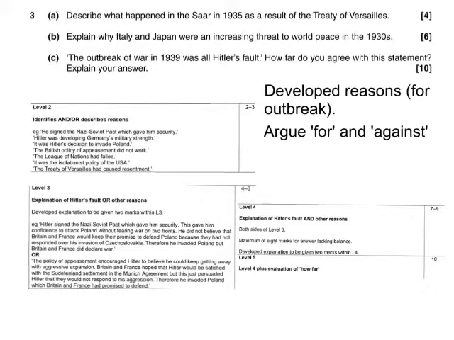Okay, and that doesn't matter if you agree with it or not. Okay, what you are showing the examiner is that you're aware of the different historical perspectives here. And then finally, for my level 5, 10 marks, that elusive 10, okay, I'm going to need an overall justified conclusion. Okay, so that's the last thing I'm going to include.